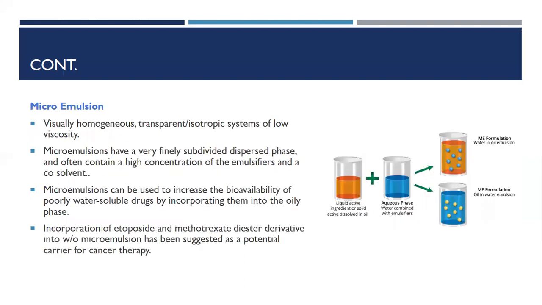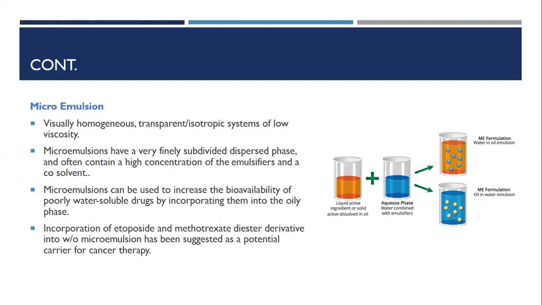The next type is microemulsions. Microemulsions are visually homogeneous, transparent, or isotropic systems of low viscosity. In their simplest form, microemulsions are small droplets, with diameter ranging from 5 to 140 nanometers, of one liquid dispersed throughout another by virtue of the presence of a fairly large amount of surfactant and co-solvent. Microemulsions have a very finely subdivided dispersed phase and often contain a high concentration of the emulsifier and co-solvents.